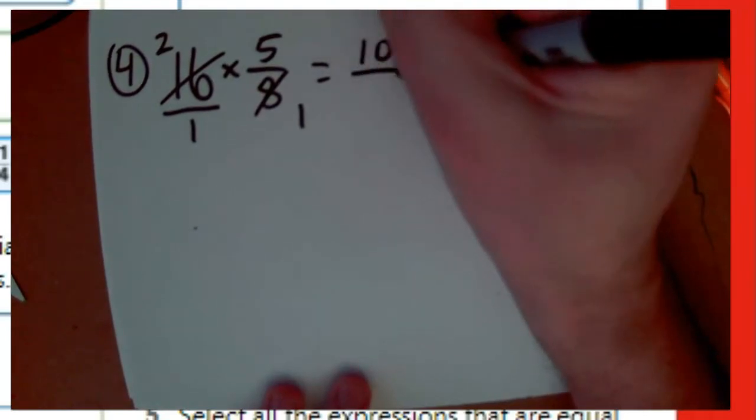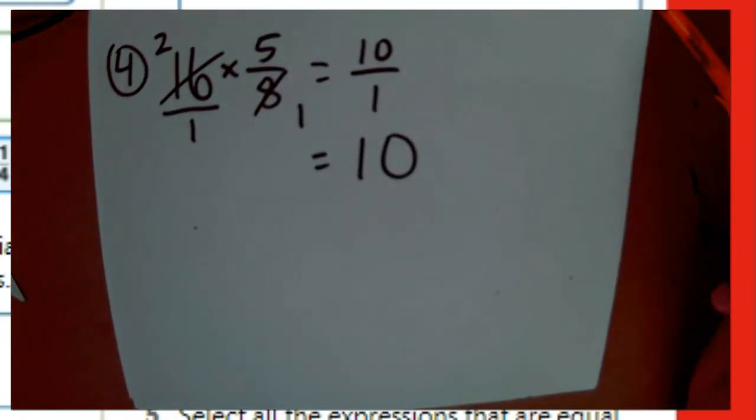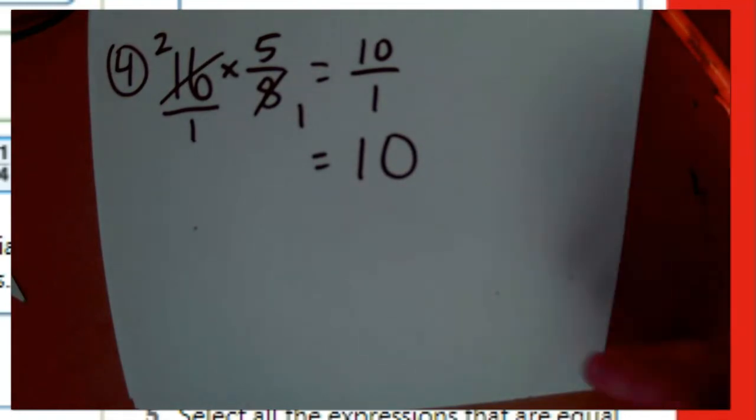Now when I multiply straight across, 2 times 5 is 10. 1 times 1 is 1. And of course, 10 over 1 is equal to 10 whole. That's the whole number. That's number 4. Let me go ahead and take a look at number 5.